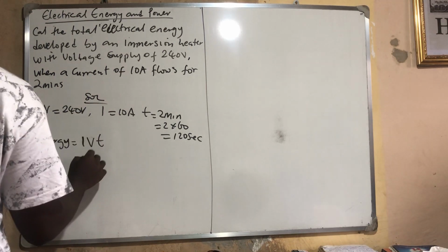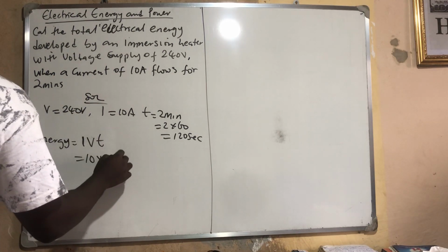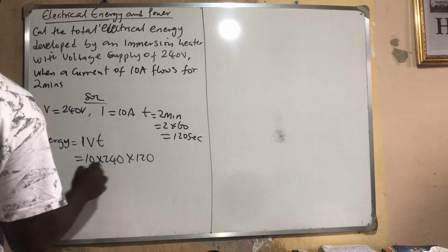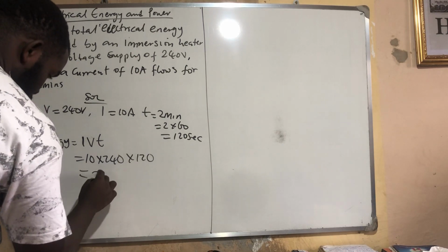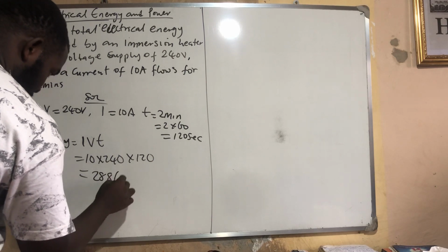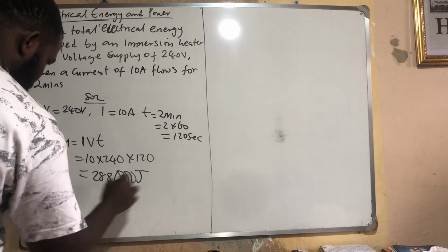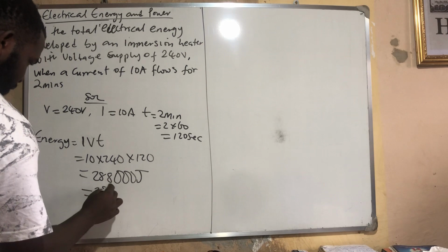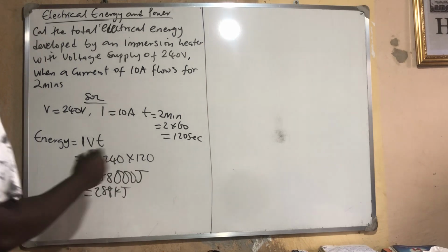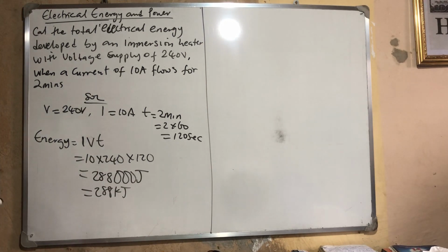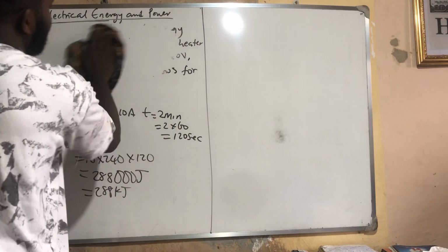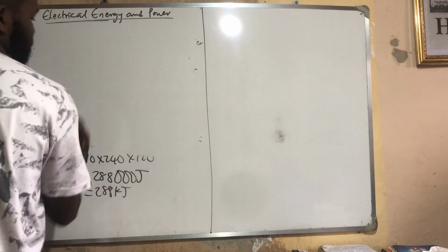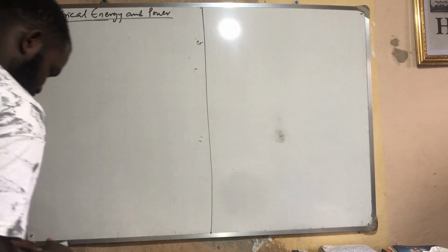So that is 10 times 240 times 120. If you multiply everything there, you'll have 288,000 joules, which is 288 kilojoules. That's the first simple question. We always start with the simple one, then we move to the more difficult ones.